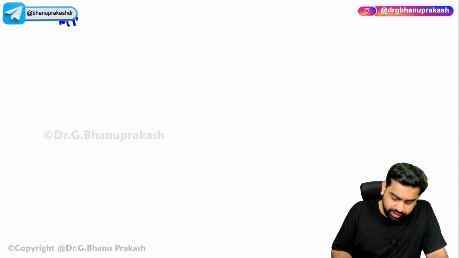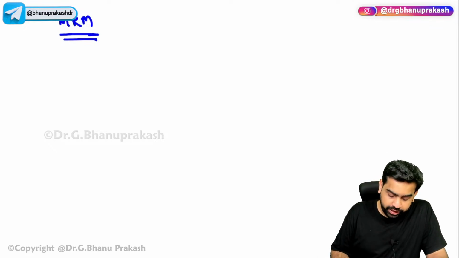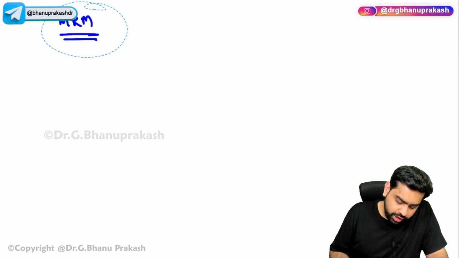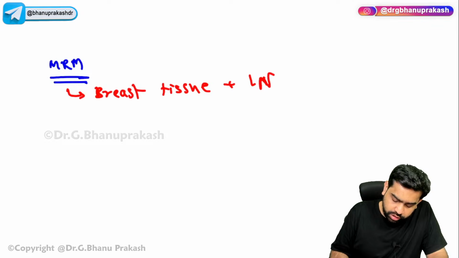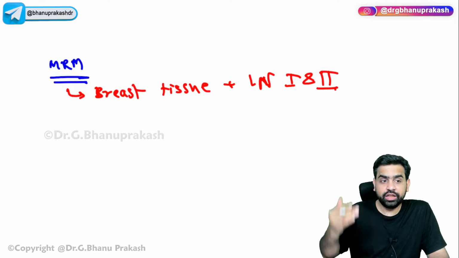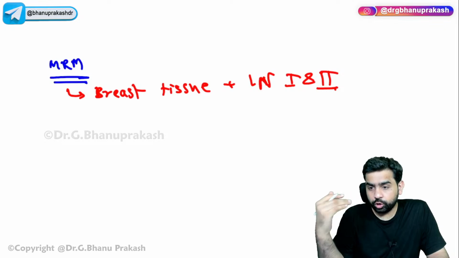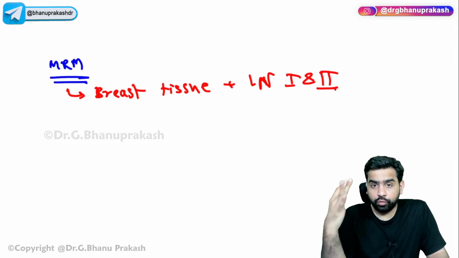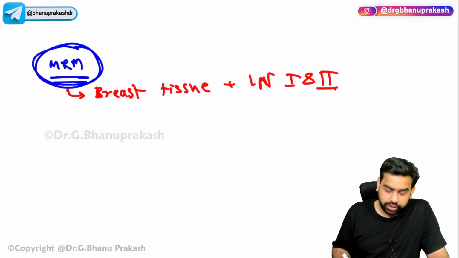Now what about the modified radical mastectomy? What do you remove in patients with the modified radical mastectomy? In the MRM, that is the modified radical mastectomy, you remove the breast tissue, obviously, and along with this you remove lymph node stations 1 and 2. Lymph node station 2 is present behind the pectoralis minor, and if you want to remove this lymph node station 2, you have to do something to the pectoralis minor. So if I ask you what are the types of modified radical mastectomy, please try to understand.